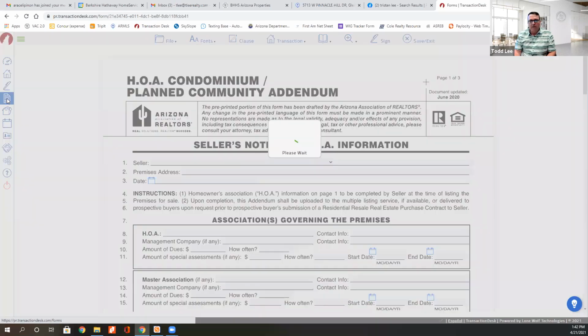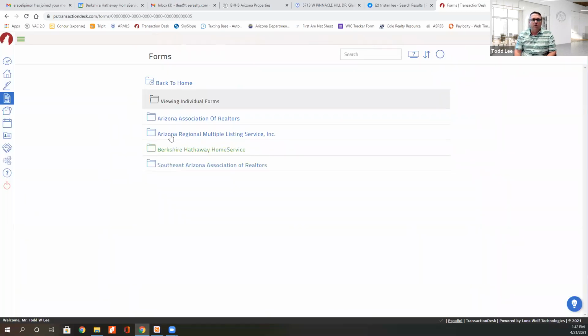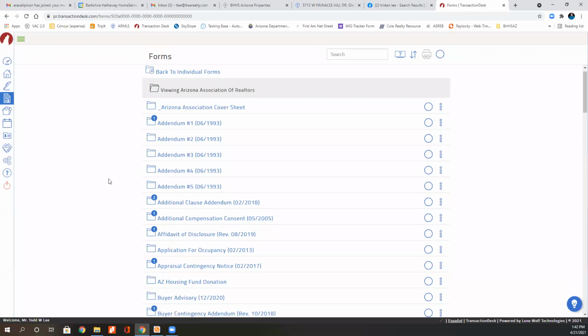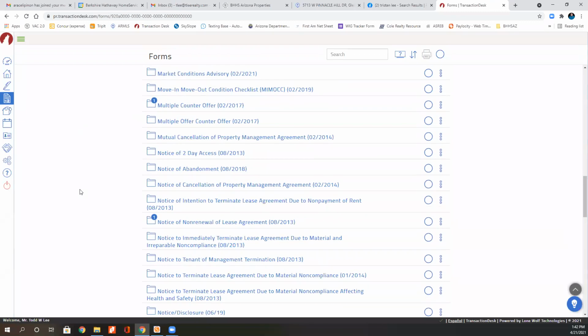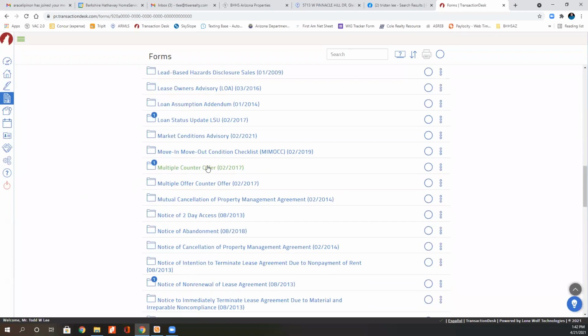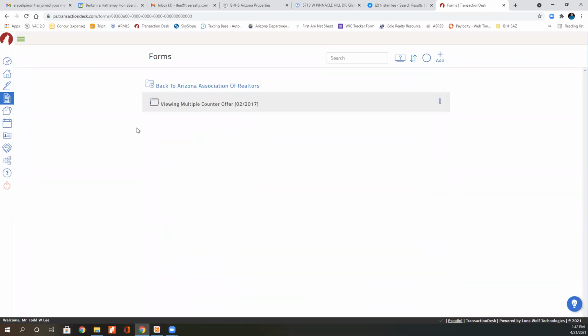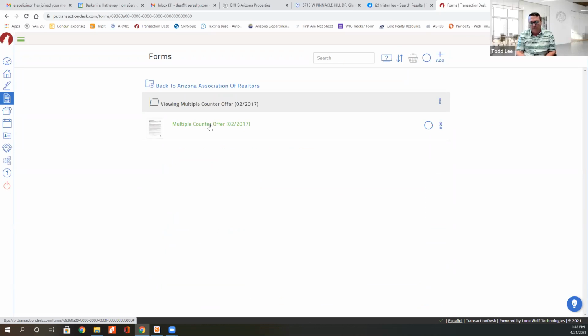All right. Next one we're going to go to is the multiple counter offer. The only thing I would add is, if you have a listing and it's in an HOA, you really need to make sure that page 1 of this form is completed and you've got it in your documents section of the MLS so that people who are making offers can complete it.